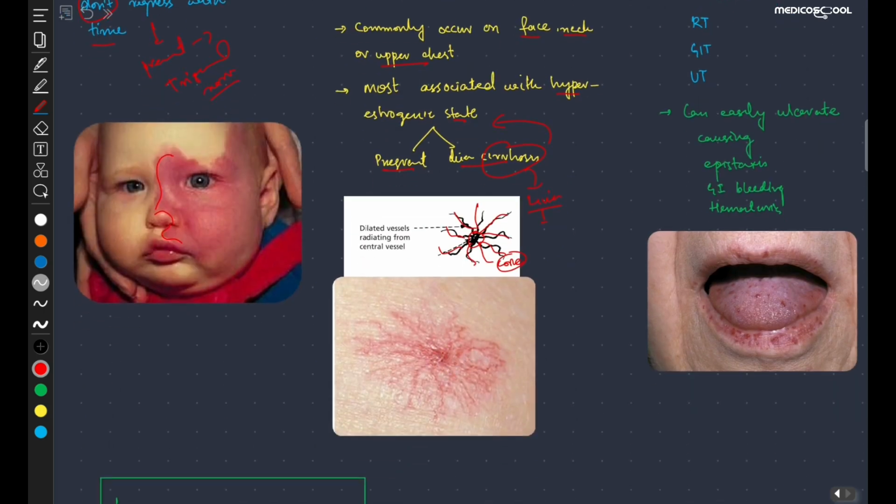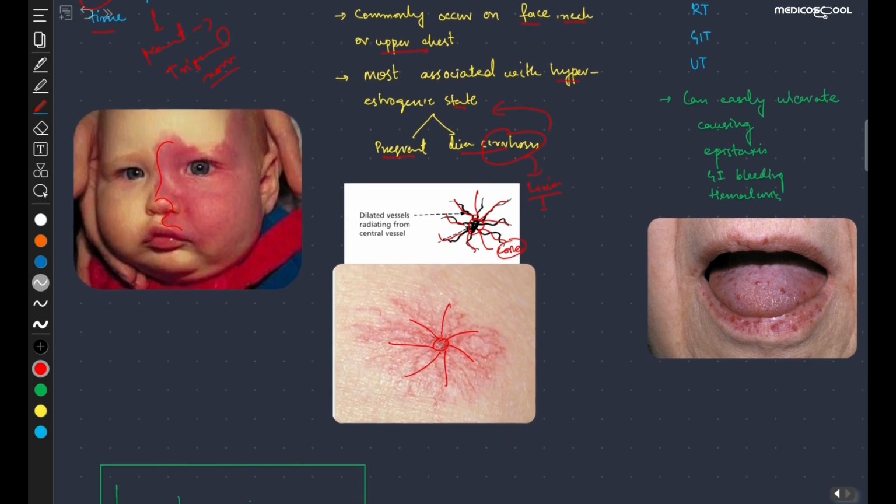You can see the real picture. This is the central core, and around it radial rays of arteries and arterioles are present, and this is called a spider because this is the body of the spider. It resembles a spider. This is the body of the spider, and these are the legs of the spider.